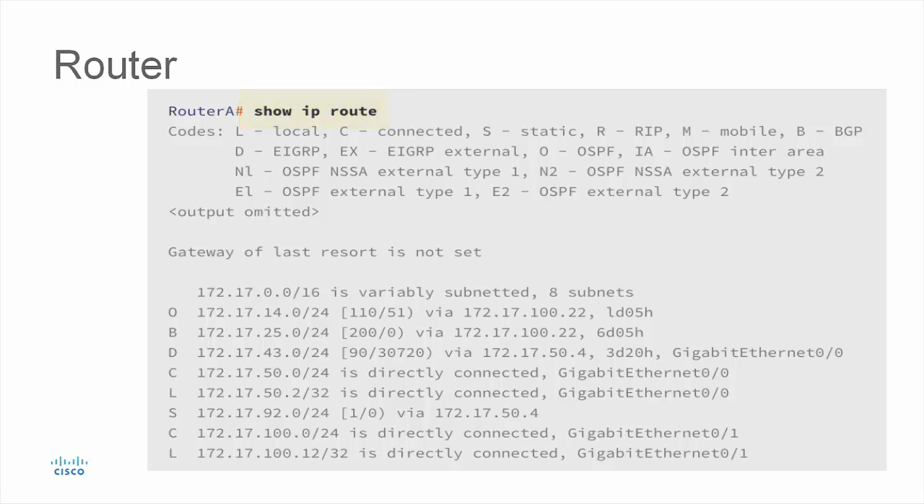The letter indicates how the route was learned. The letter C represents directly connected networks. L represents local routes and indicates local interfaces within connected networks. S represents static routes. The letter S with an asterisk indicates a static default route. O represents the OSPF routing protocol. And D represents the EIGRP routing protocol. The letter D stands for DUAL, which is the update algorithm used by EIGRP.